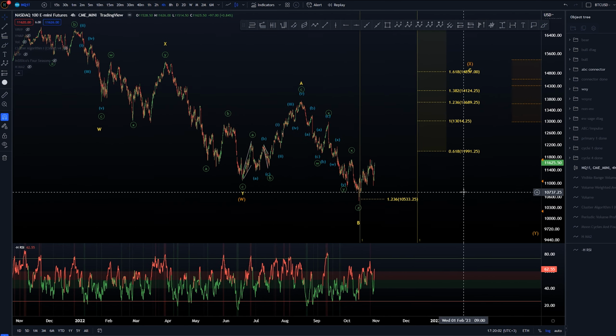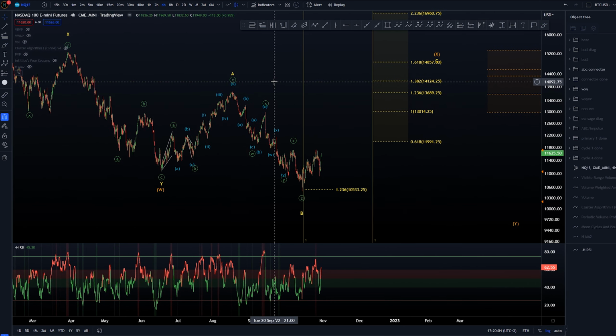Now this exact count actually hits basically the one-to-one extension in time, comparing this A wave to that B, and we can see that one-to-one was like a day later. So yeah, pretty spot on that part. The next one-to-one is comparing this A wave for that C wave pivoted again from the bottom of that wave B, and that would be around 12th of December.